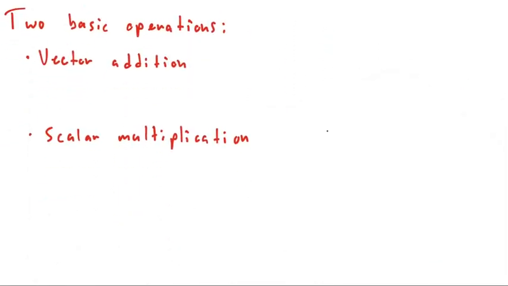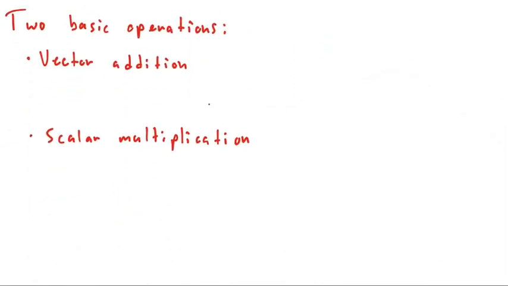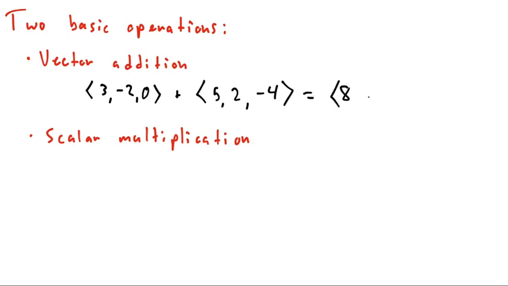There are two basic ways of combining vectors, and we'll see other more interesting ways of combining vectors later. For vector addition, we simply add the components together. For example, if we have the vector ⟨3, -2, 0⟩ plus the vector ⟨5, 2, -4⟩, then we add the x, y, and z components together. 3 plus 5 is 8, -2 plus 2 is 0, and 0 plus -4 is -4. That is vector addition. Simply add independently the x, y, and z components.